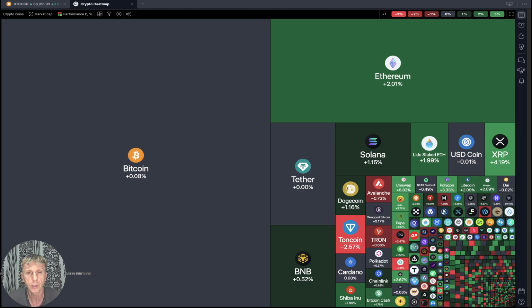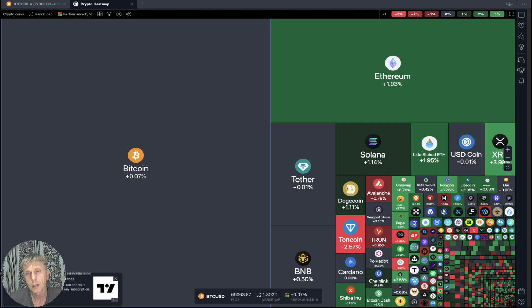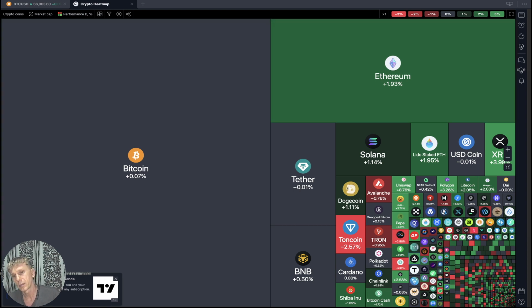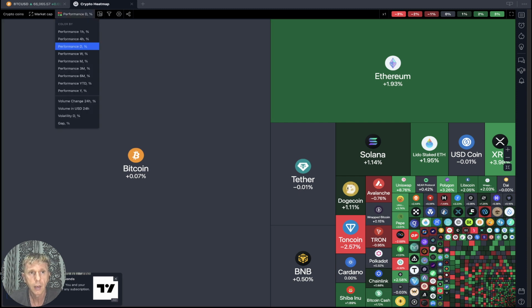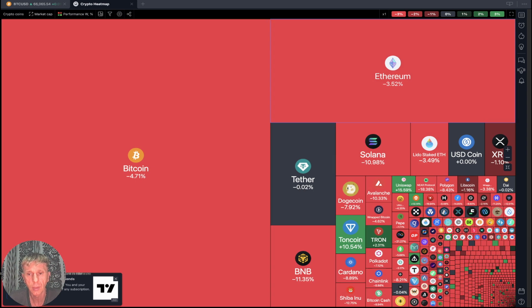Now it's time for TradingView. Let's start with the TradingView crypto heat map, based on market cap and daily performance. Looks like Ethereum is green. Mixed motion on the daily time frame, a lot of green, a few red. On weekly, a lot of red, all red except Toncoin and Tron. But the week is not over, there is still today and tomorrow.